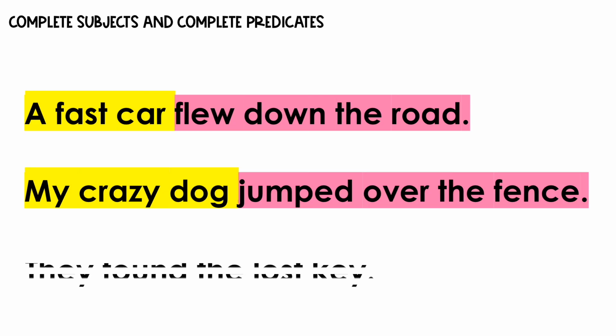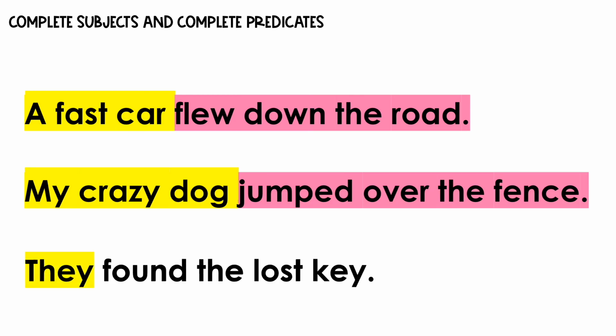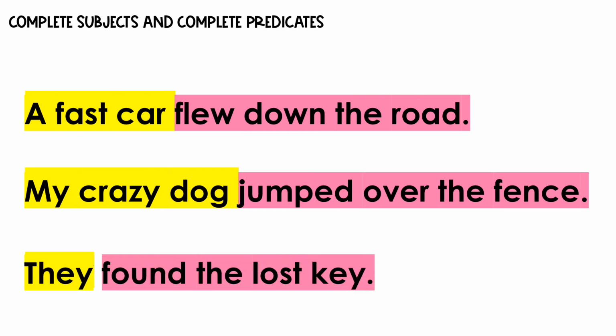And the last one. They found the lost key. The complete subject is they. Take a look at that. The simple subject is they, the complete subject is they, because there are no other words that belong with the subject. And then the complete predicate would be found the lost key. As you notice, all of those words in the predicate belong with found. What did they find? Found the lost key.